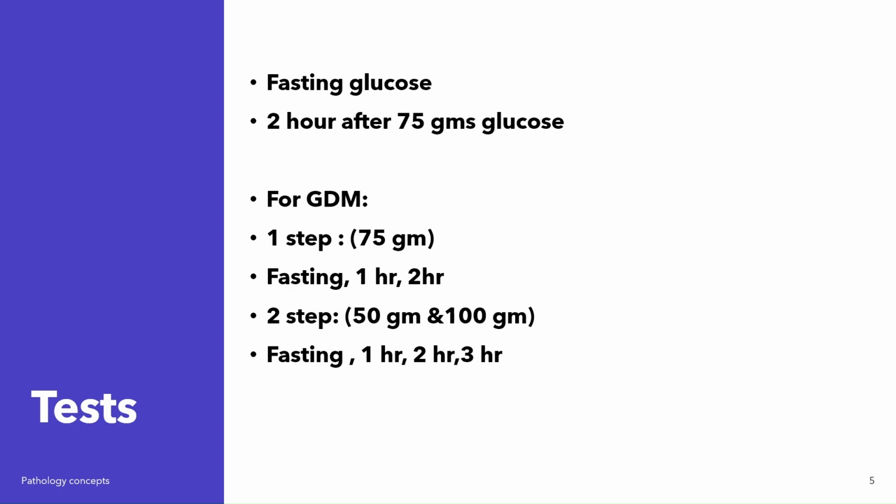In the one-step test, the fasting sample is collected and the patient is advised to take 75 gram glucose, and after 1 hour and 2 hour glucose samples are collected. In the two-step test, the first step includes testing under the non-fasting condition and the second step includes samples taken during fasting condition and after ingestion of 100 gram of glucose. The samples collected are fasting, 1 hour, 2 hour and 3 hour.